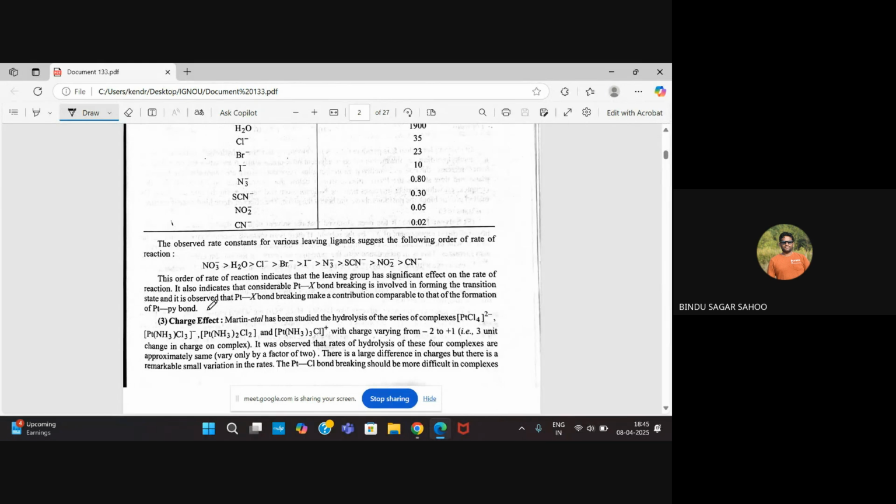And another thing is the charge effect. In the previous class we discussed the charge effect. In the charge effect, we discussed that if the metal complex's charge is very low, then it can undergo substitution reaction in a faster way, or if the metal complex's charge is very high, then it will undergo the substitution reaction at a slower rate. But here we are taking four different complexes having four different charges. Here the charge is 2 minus, here it is minus, here it is 0, here it is plus. That means the charge varies from minus 2 to plus 1.